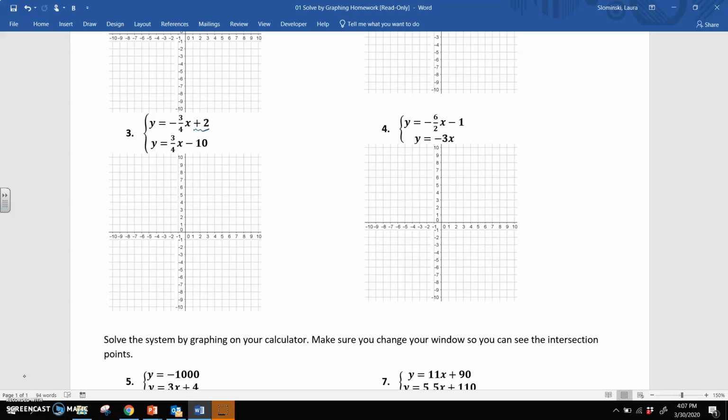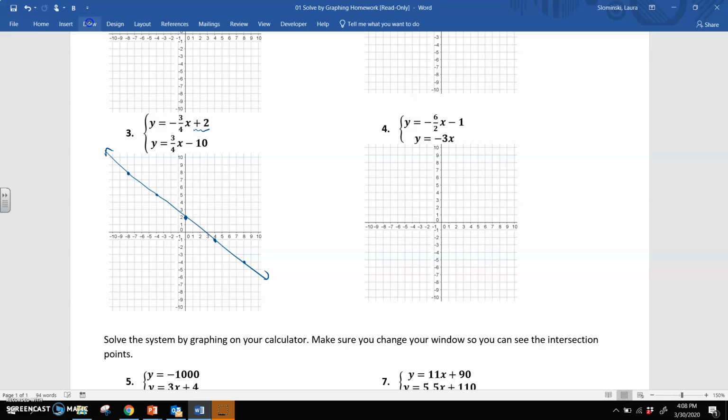So for my top equation, my y-intercept is 2. So I plot a point at 2. And my slope is negative 3/4, which means I'm going to go down 3, right 4. Again, it's important to know that we go down and right, or we can go up 3 and back 4. Those are your two options, but you should make sure that that line is going down from left to right since the slope is negative.